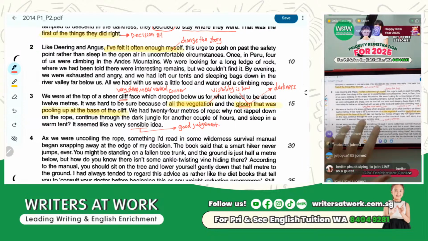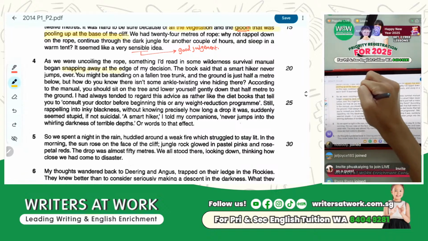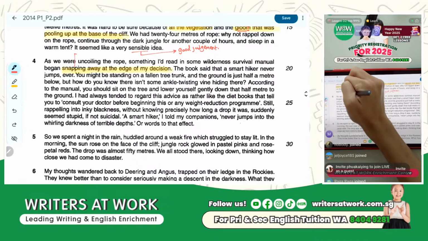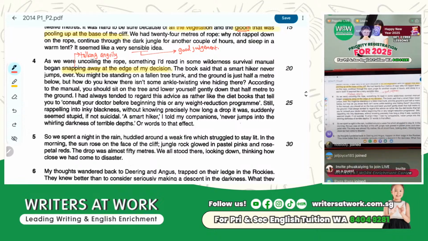Okay, and you can see that initially the author wanted to carry on with this activity when suddenly the survival manual came snapping away at the edge of my decision. So as I talked about earlier, snapping away means suddenly something started talking angrily to the author. Basically the book cautioned the author not to climb down something of a certain height if you are unsure of what is at the bottom of your drop zone, right?